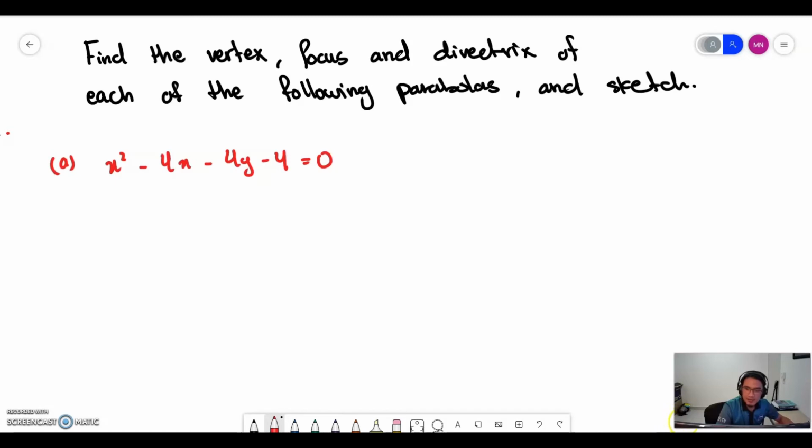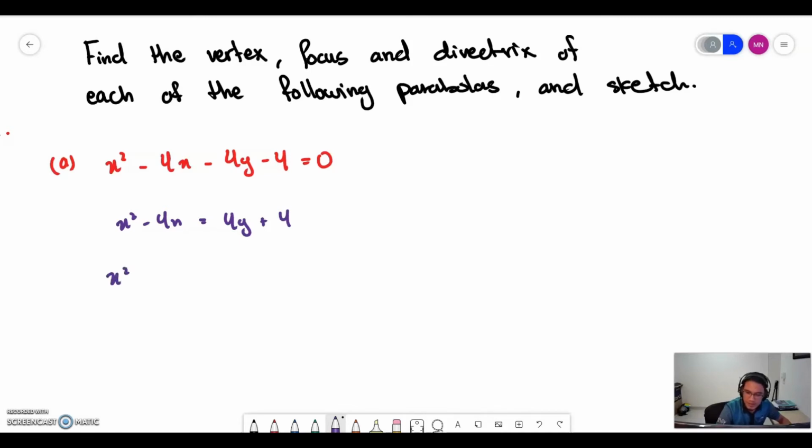Now let's look at an example. The task is to find the vertex, focus, and directrix of each of the following parabolas, and then sketch the graph. For question A, we have x squared minus 4x minus 4y minus 4 equals 0. In this equation, x is in the power of 2, so we put it on the left side. On the right side, it will be 4y plus 4.